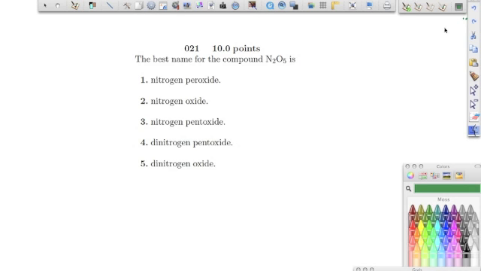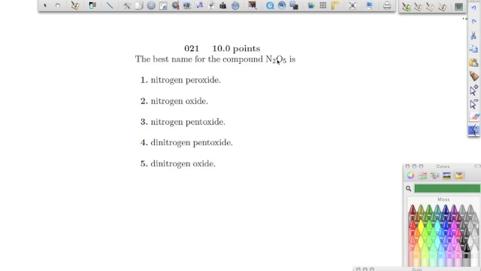Okay, moving on to number 21. It says the best name for the compound N2O5 is. Now when we're naming, we have to know: is it ionic, covalent, or an acid? Remember, ionic is a metal plus a nonmetal. An acid starts with hydrogen, and a covalent bond is between nonmetals, and we see that nitrogen's a nonmetal and oxygen's a nonmetal.